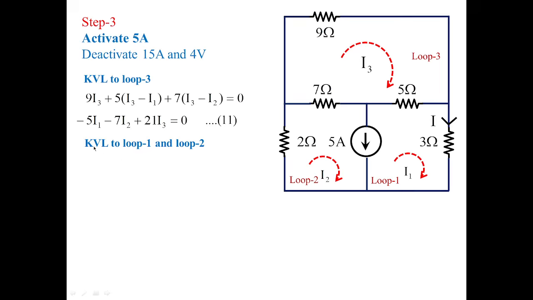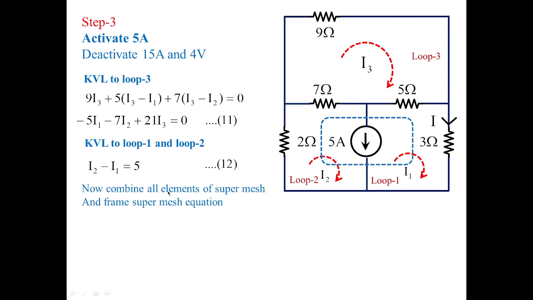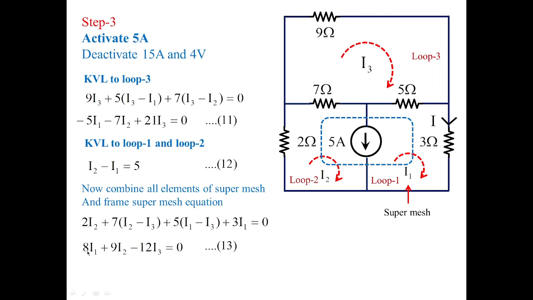And I am going to apply KVL to loop 1 and loop 2. Loop I am considering like this, loop 2 over here. So with this, I2 minus I1 is equal to 5 amperes. So that becomes a super mesh. And I am going to combine all the rest of the elements of this super mesh. So the rest of the elements of the super mesh will give you 2I2 plus 7 I2 minus I3 plus 5 I1 minus I3 plus 3 I1. If you observe carefully, it is not missed here. It is considered here carefully. And overall I am going to get the value of 8 I1 plus 9 I2 minus 12 I3 is equal to 0. So this I am treating as equation 13.